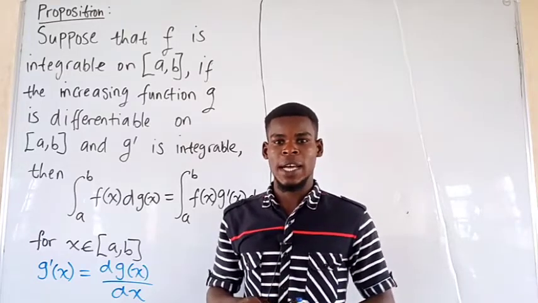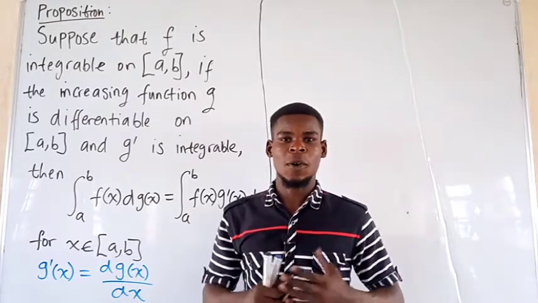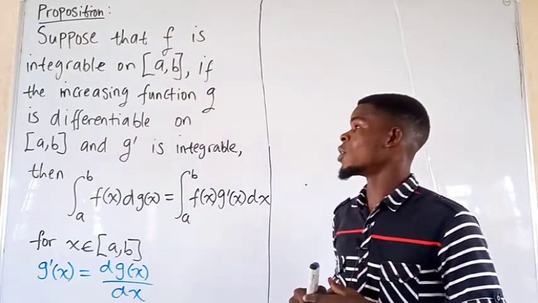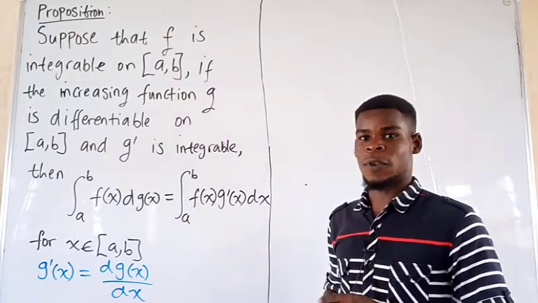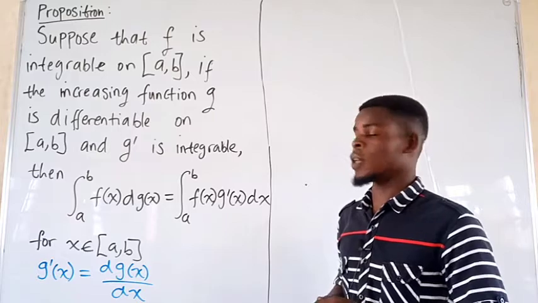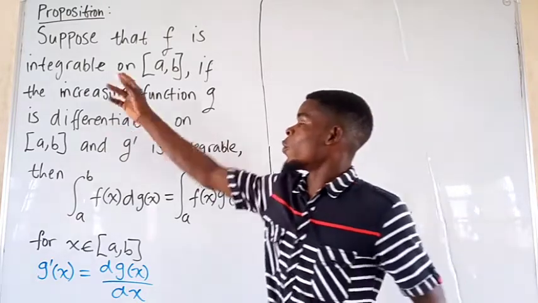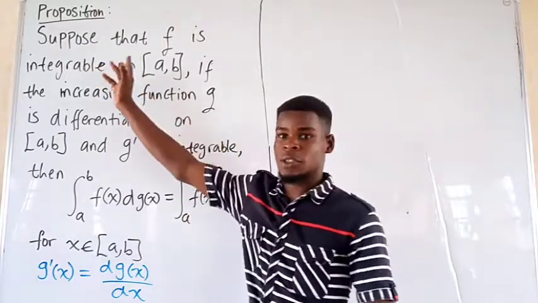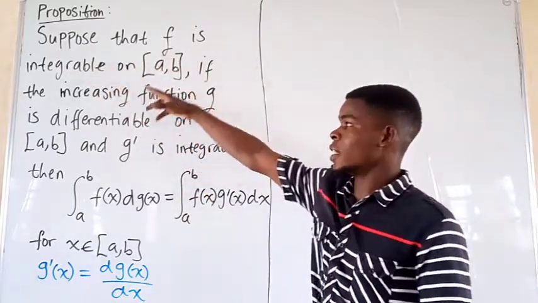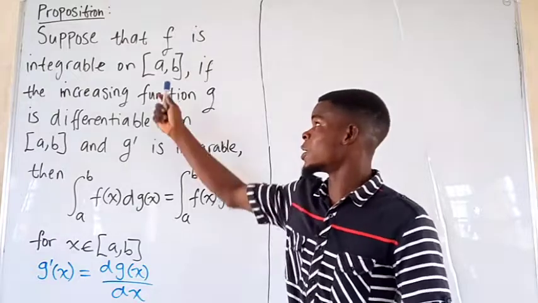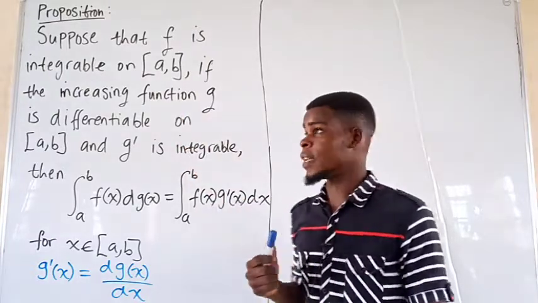Now in this video, we want to look at Riemann integrals. We'll be talking about a very important proposition from the Riemann integrals. The theorem states that, suppose that f is an integrable function on a closed interval a comma b.